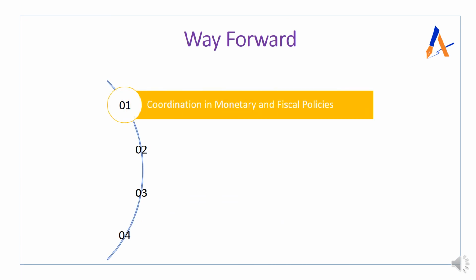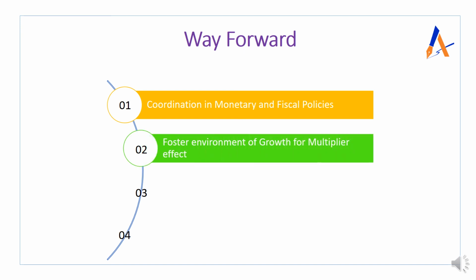The first way forward is that there has to be coordination between monetary and fiscal policies, because sometimes it has been observed that monetary policy is going in one direction and fiscal policies are going in another. Both fiscal policy and monetary policy should be coordinated to control inflation. If the government is announcing something, let's say a reduction in excise duty on petrol and diesel, the government is trying to foster economic growth overall. So if the government is trying to do so, the monetary policy, RBI, should also take action in that manner.